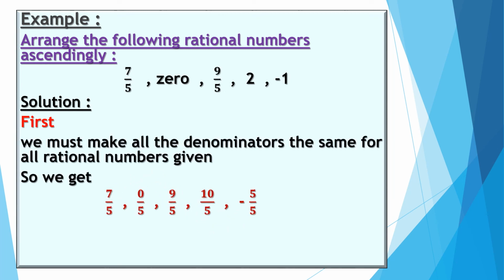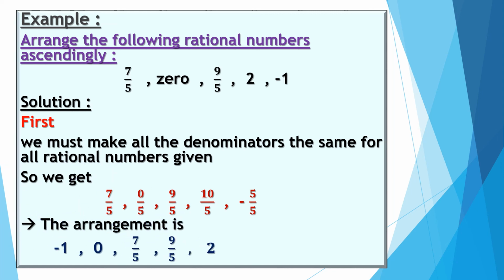So now we can arrange easily, from the smallest number to the greatest number. So we have negative 1 first, 0, 7 over 5, 9 over 5, and the last number, the greatest one, is 2.